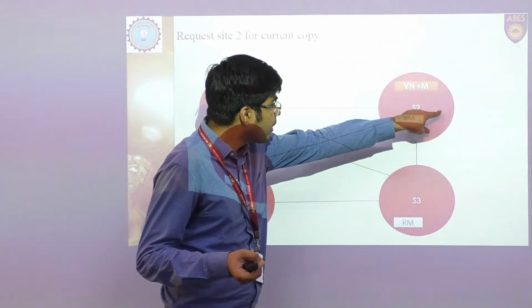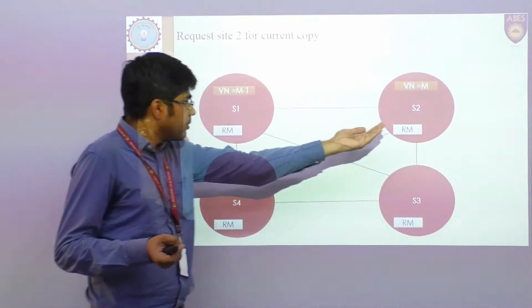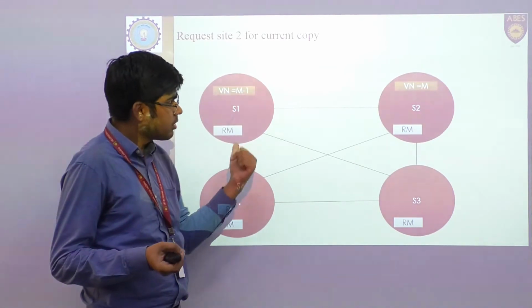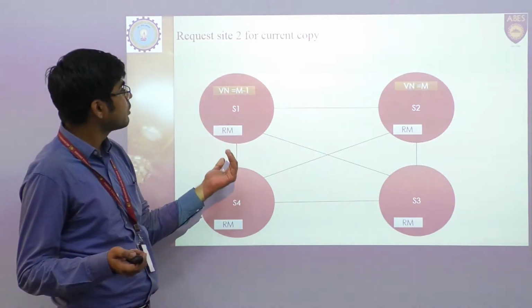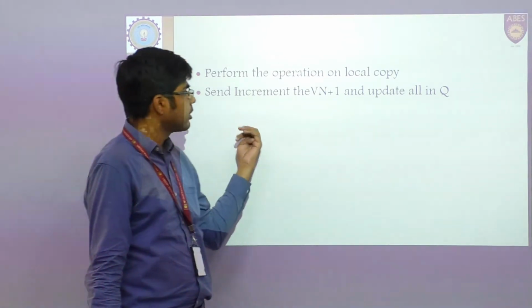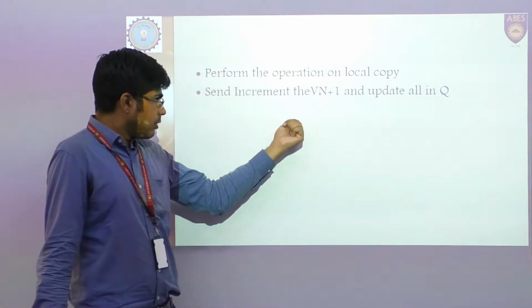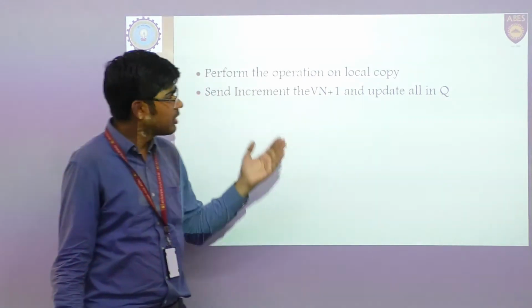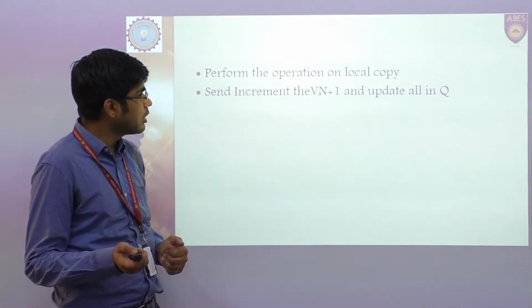So what do we have to do? We have to request this file from site 2 to site 1. So that is the first thing. Once you have got the file, you perform the operations on the local copy, increment the version number to Vn plus 1, and update all the persons in the queue. So this is the scenario that we are going to work on.